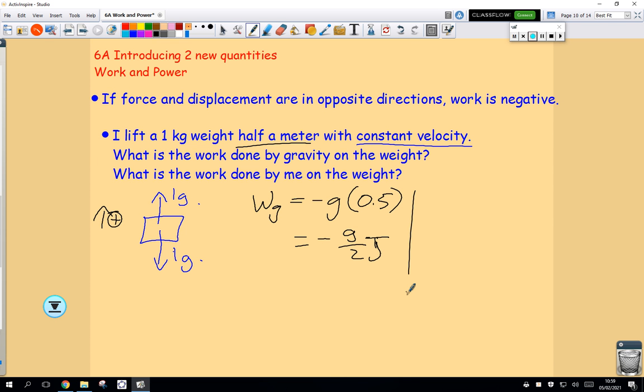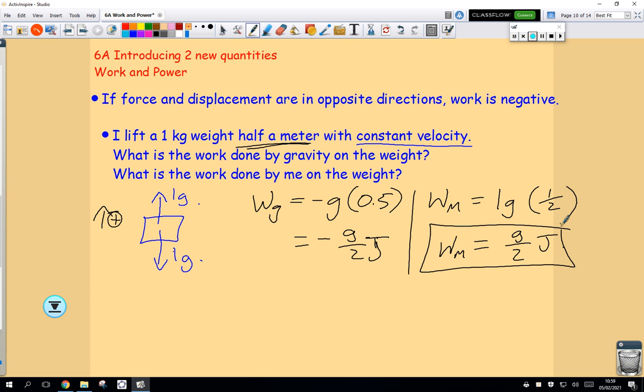And what is the work done by me on the weight? I'm applying a force, it's moving some distance, so there is work being done. That work is going to be the force that I'm applying, which is 1g, multiplied by the displacement, which is half a meter. So again, it's g over 2 joules of work. I'm doing g over 2 joules of work on the object. Gravity is doing negative g over 2 joules of work on the object, and that's how that works.